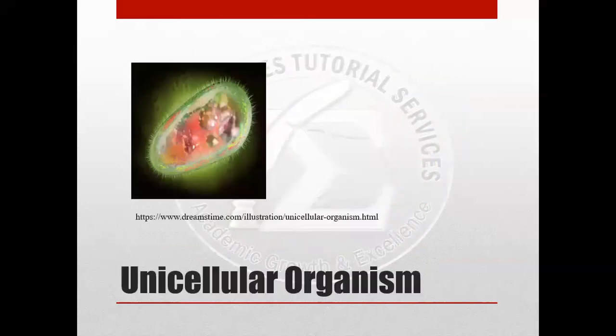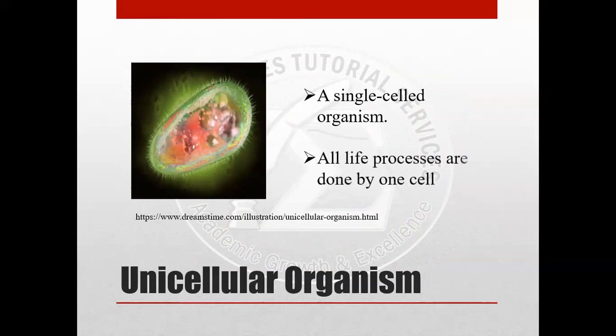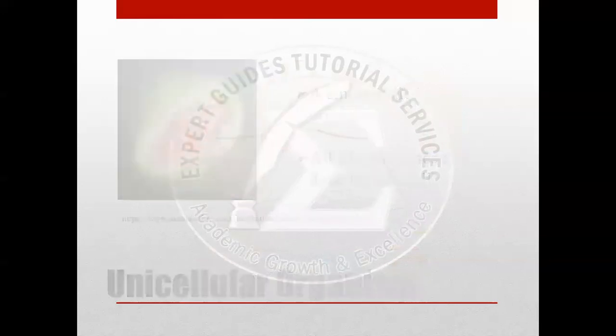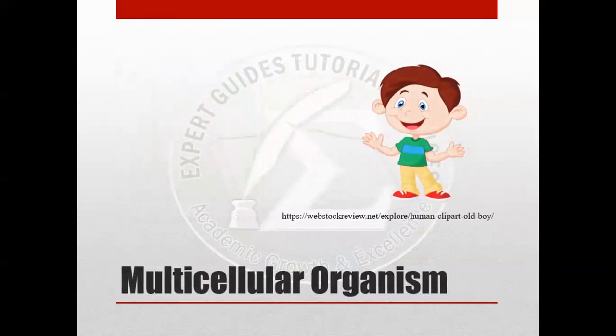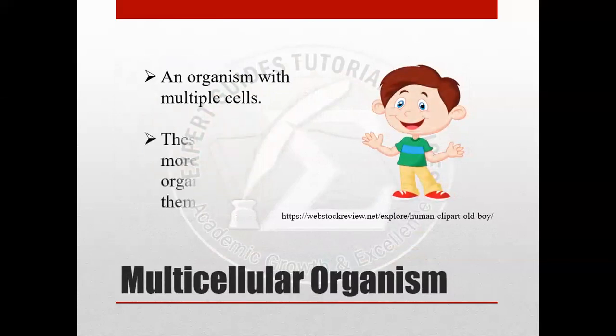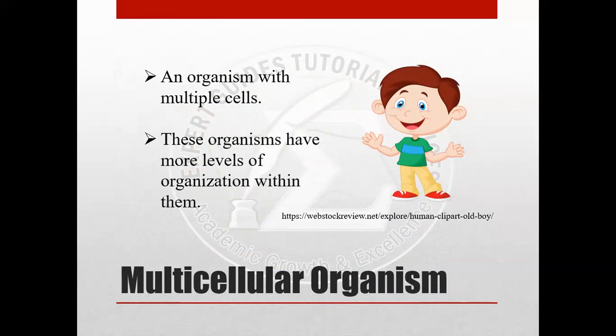The unicellular organism is a single-celled organism. This type of organism is independent and all life processes are done by one cell. On the other hand, the multicellular organism is an organism that has multiple cells. These organisms have more levels of organization within them.